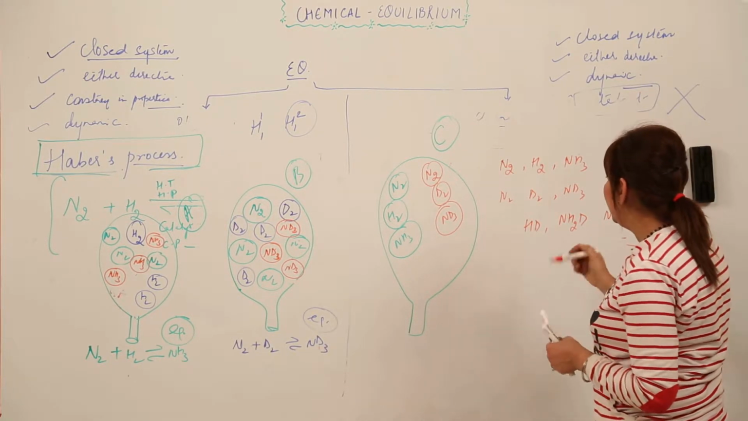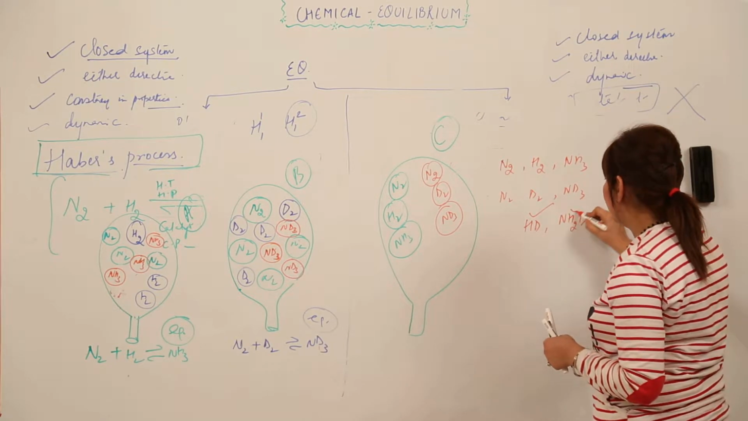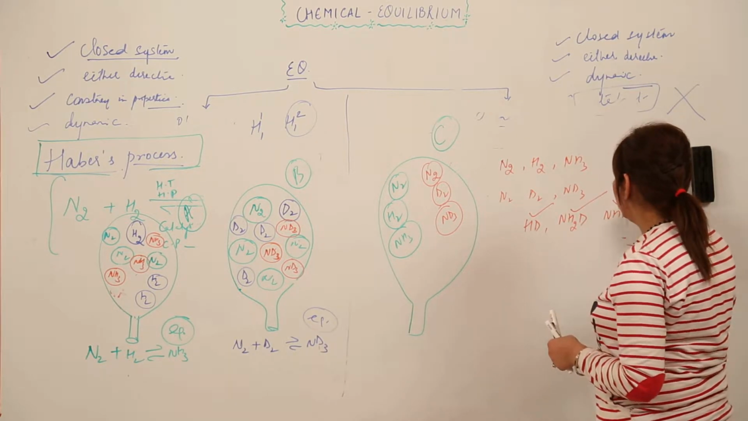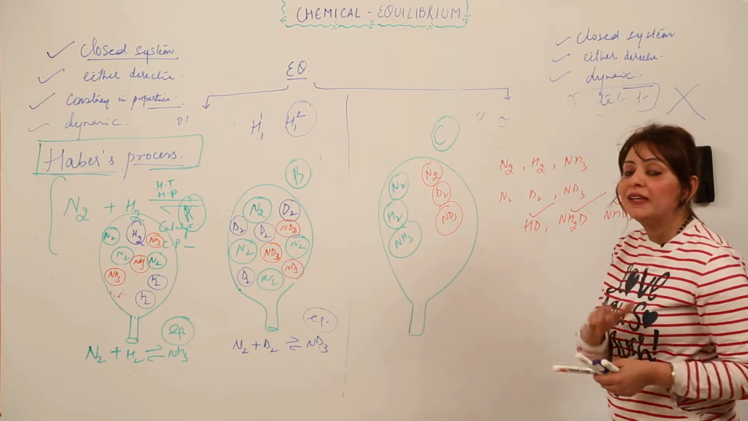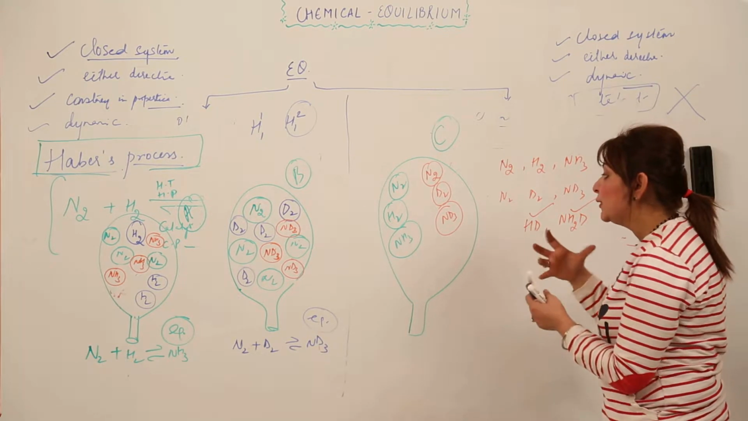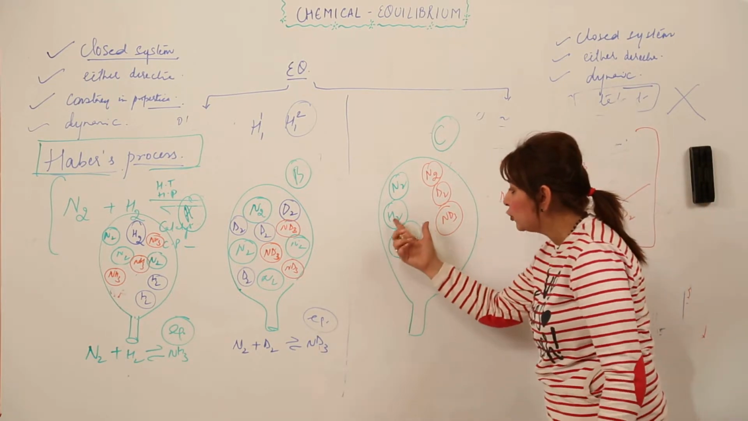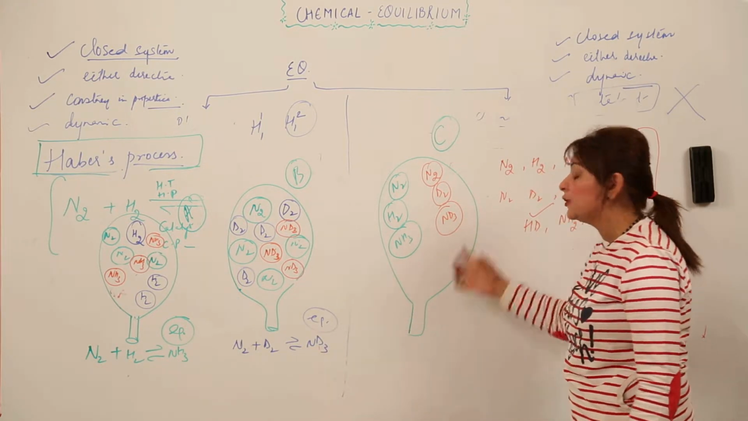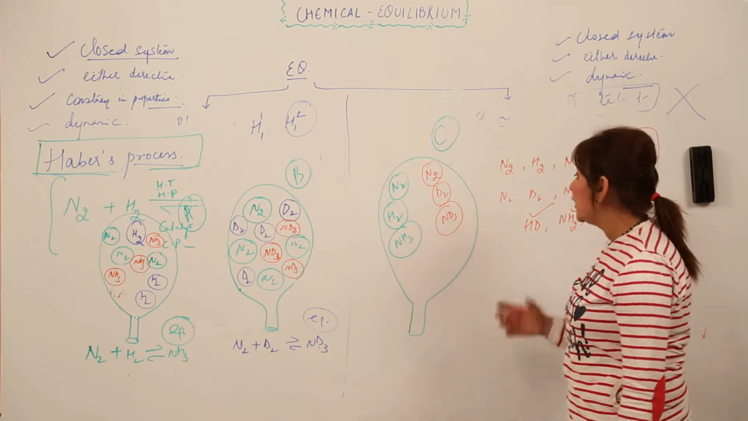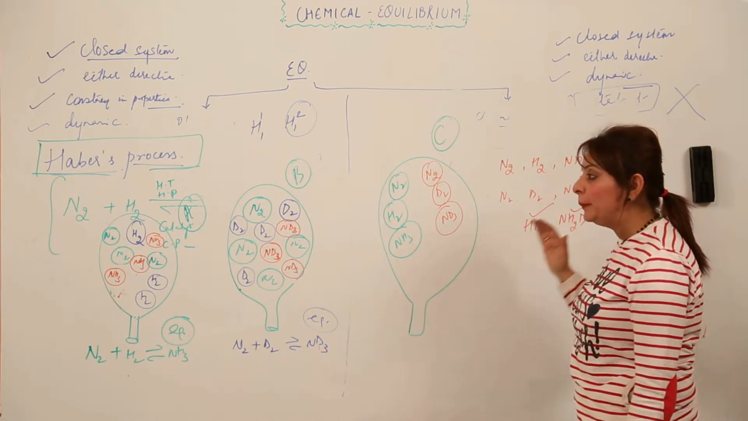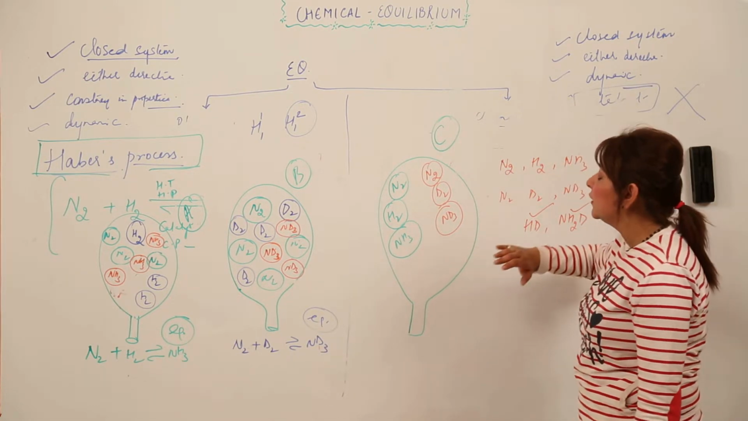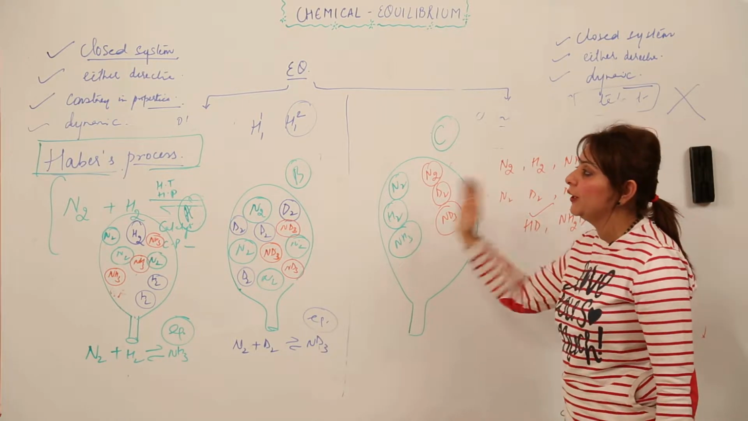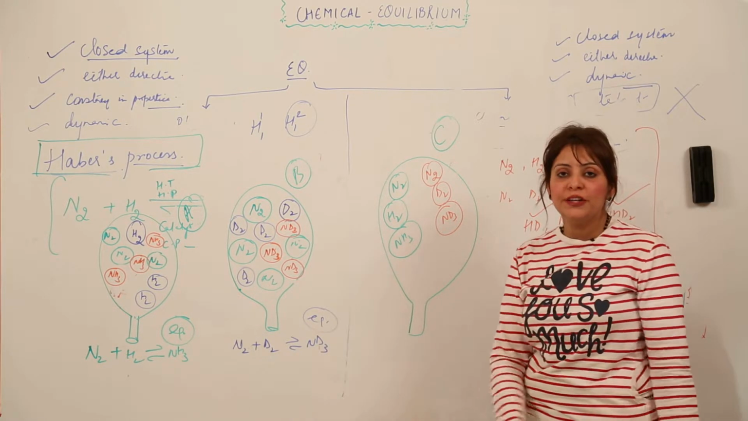So what do you mean? If you get this HD, if you get NH2D and if you get NHD2, what do you mean by this? This means the reaction still took place, because some of this hydrogen has taken the place of this deuterium, replaced this deuterium, and some of the deuterium just replaced that protium. So that means the reaction took place. So that means this is how you are just going to prove the chemical dynamic nature of the equilibrium.